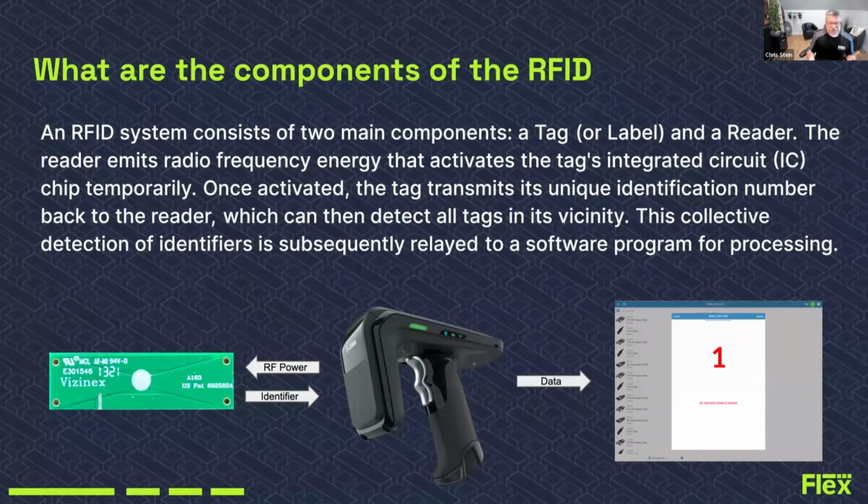The components of an RFID system are: you have the tag identifier, and you've got the RFID reader that transmits power, which activates the chip embedded inside the tag. When that chip is activated, it sends its identifier back to the reader, and then the reader's job is to send that data back to the system that it's communicating with. So it's a three-step process: send power to activate the chip, the chip sends identifier information back to the reader, and the reader sends that data to the software.